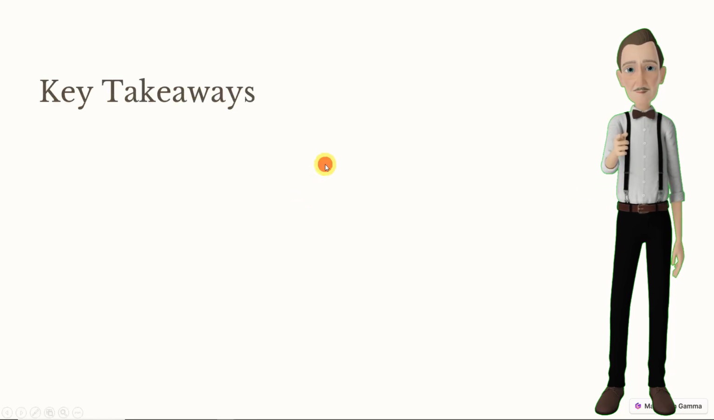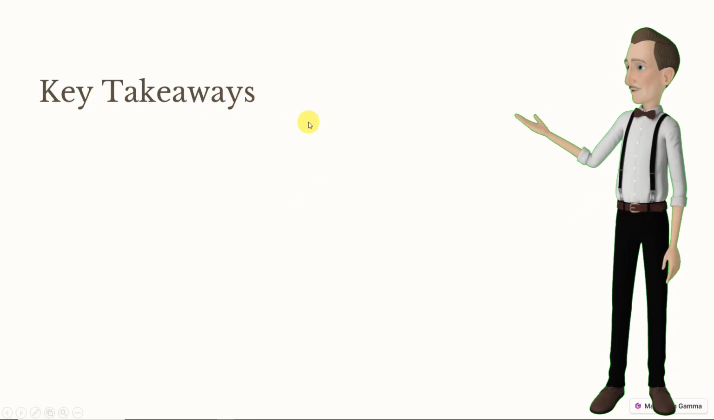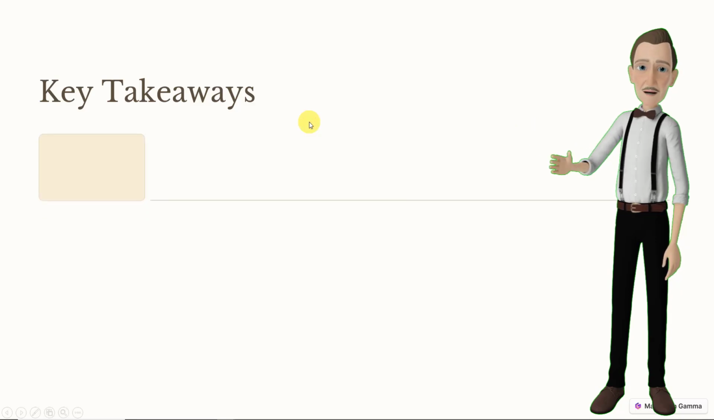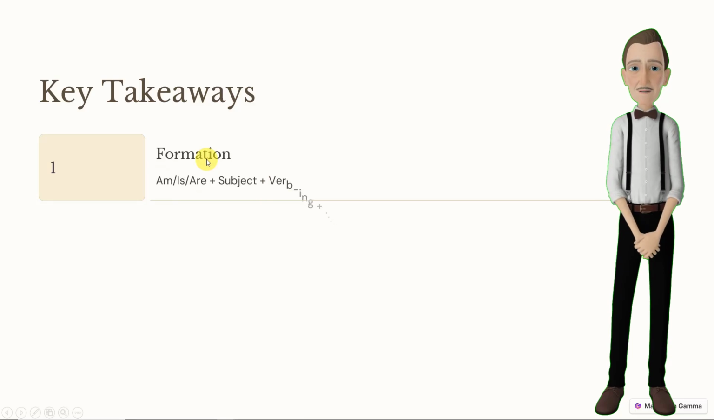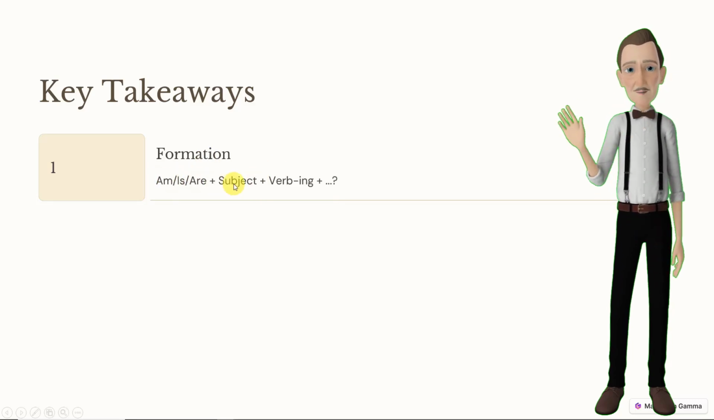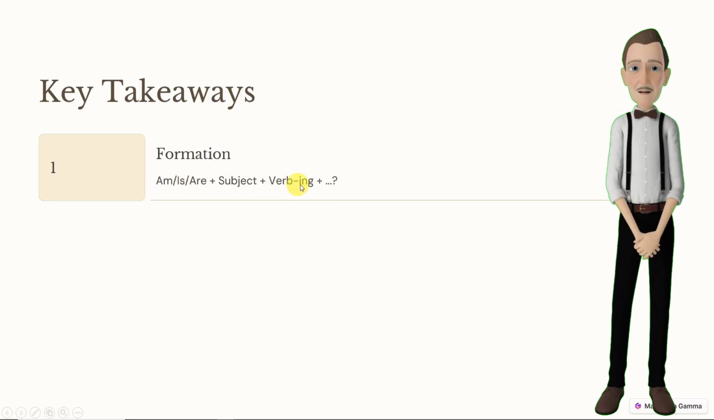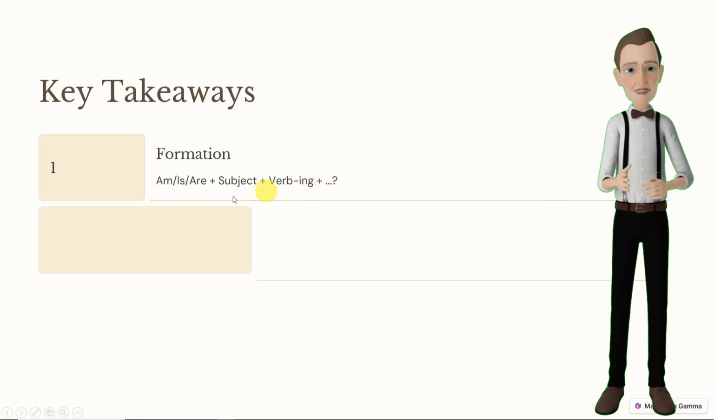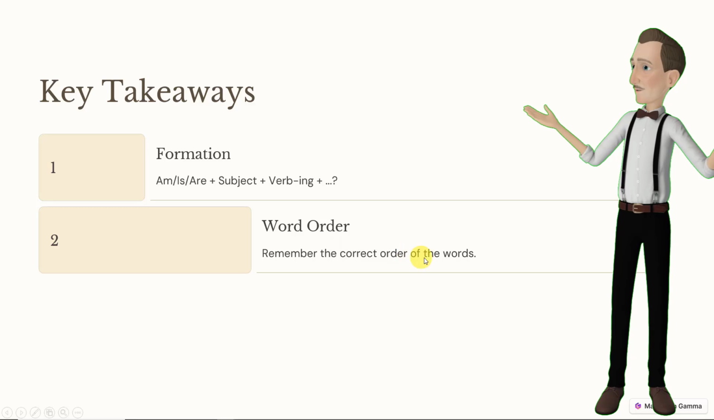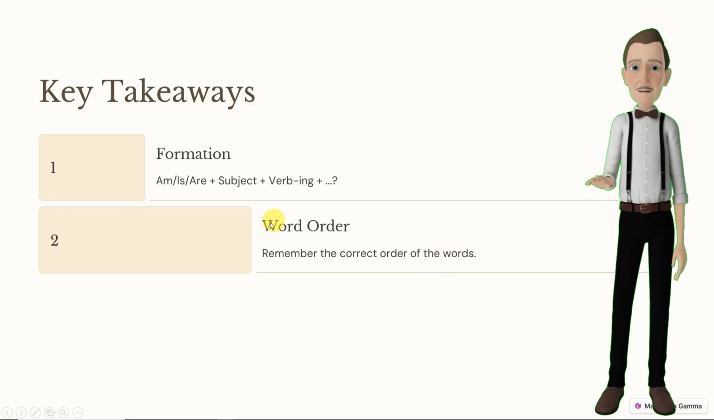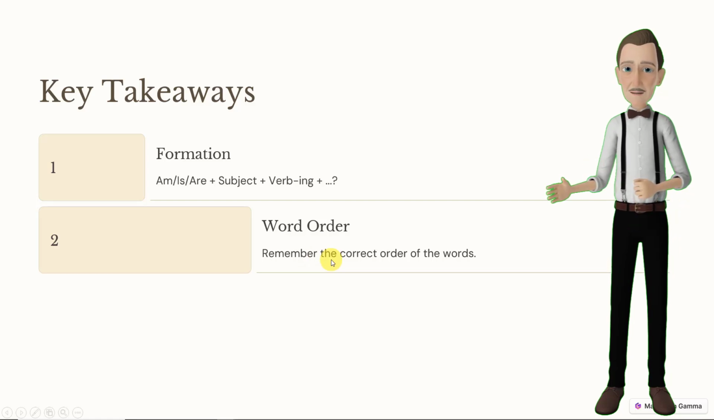Okay, let's have a look at the key takeaways from this lesson. Of course, the first one, the formation: am, is, are, plus subject, plus verb and ing at the end of the verb. Righto. The second one is the word order. Remember the correct word order of the words. Guys, this here is so important. If you don't get this right, sometimes people will not understand what you are asking.